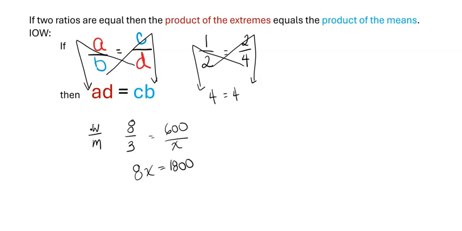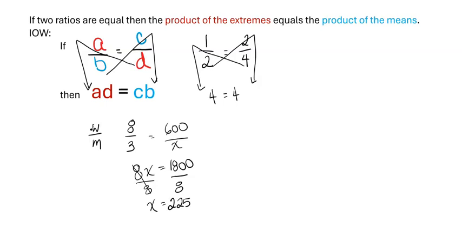And then I'm going to divide both sides by 8 because I want to isolate x. And to undo multiplication, 8 times x, I have to divide. So 8 divided by 8 is 1, and I'm left with just x. And then 1800 divided by 8 is 225 men.